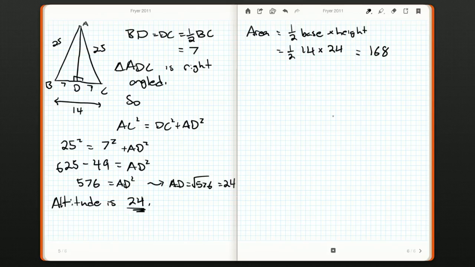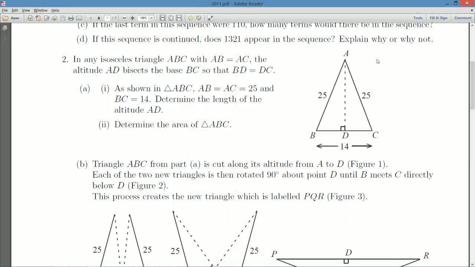So we have the altitude, which is what we want, and we have the area, which is what we want. We could probably put a little box around the area. And that concludes part A. We have both the things we were asked for.